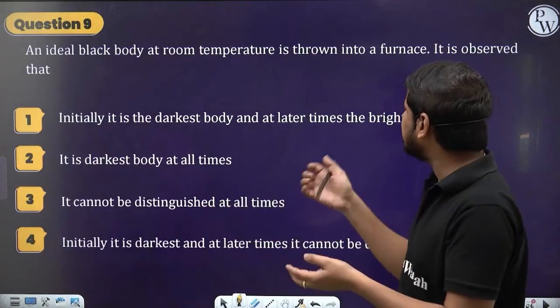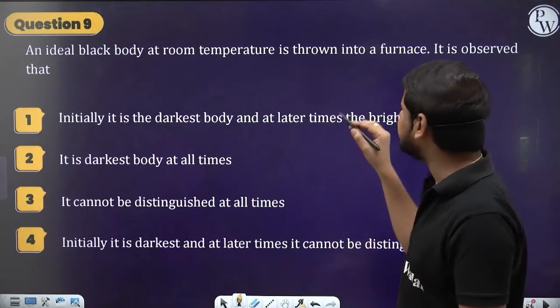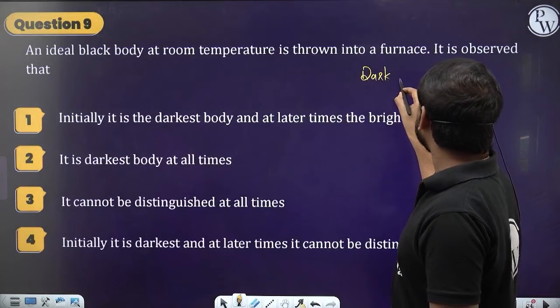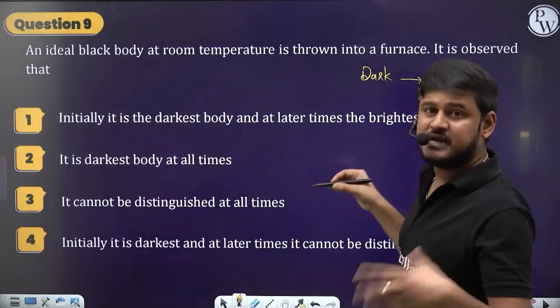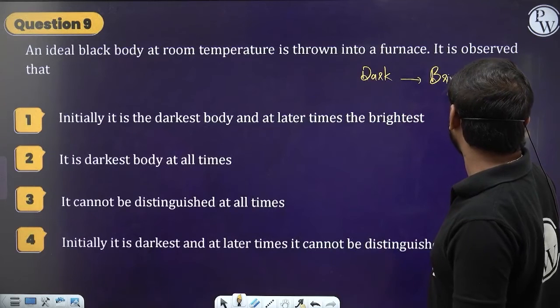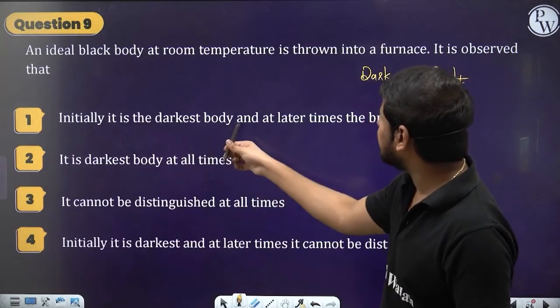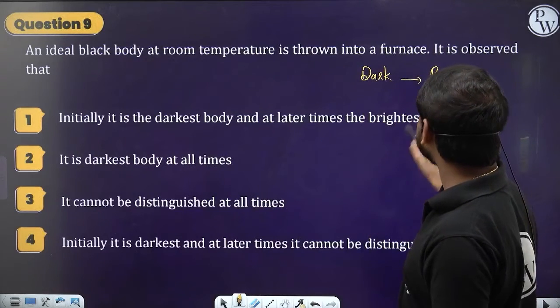At first it becomes so dark, completely dark. Then in the equilibrium condition, it appears to be bright. So first it becomes dark. Initially it is the darkest body, and at later times the brightest.